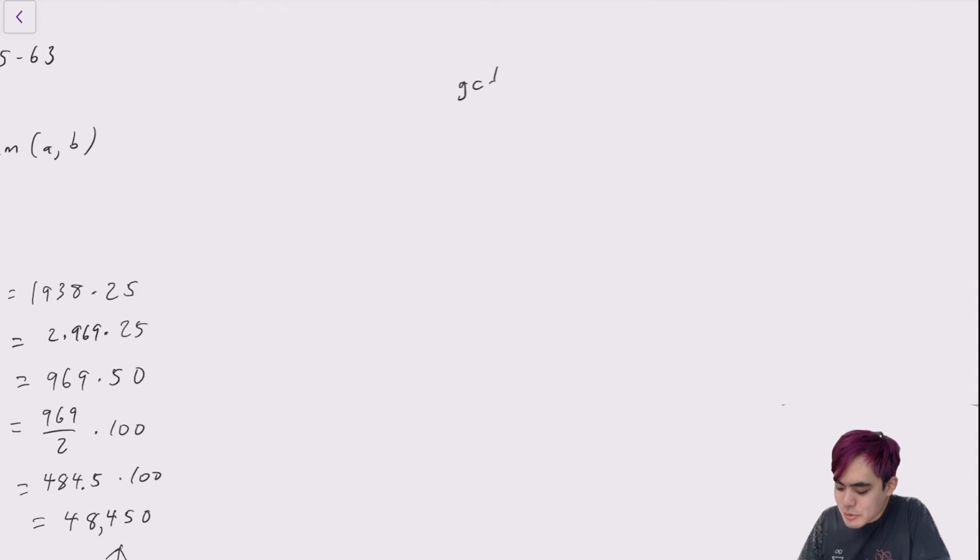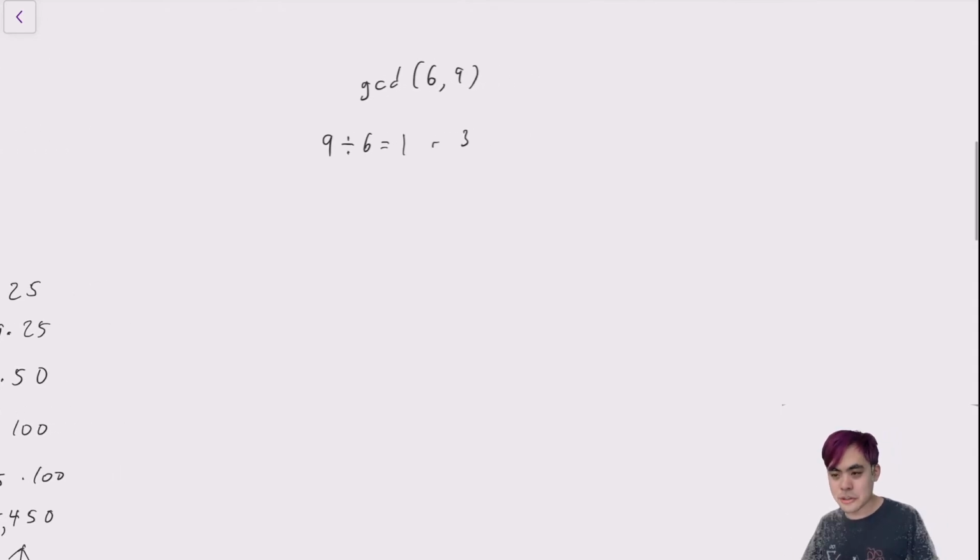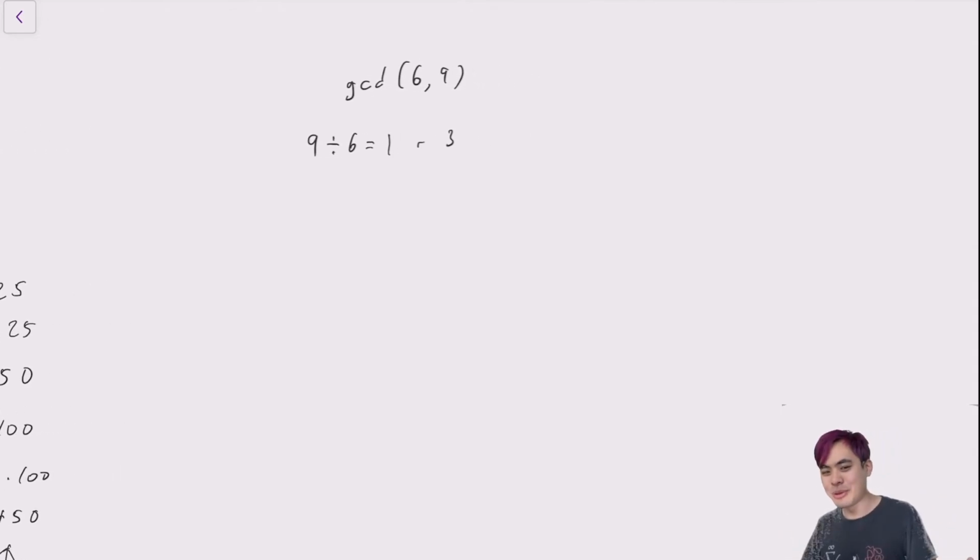So what is the greatest common divisor of 6 and 9? Just staring at this, you can probably tell that the greatest common divisor is equal to 3. But let's solve this using the Euclidean algorithm. We'll start with 9. 9 divided by 6 is 1 remainder 3. You can use long division to figure this out, but we're not going to use it for this one. That also means that 9 is equal to 6 times 1 plus 3.